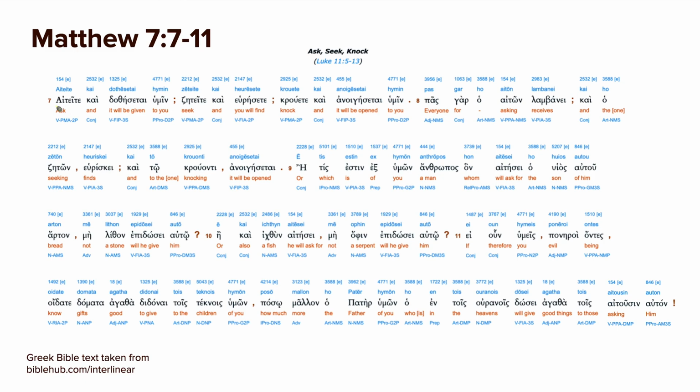All right, let's go ahead and read verses 7 through 11. Aitete kai dothesetai humin, zeteite kai heuresete, krouete kai anoigesetai humin, pas gar ho aitos lambanei, kai ho zetos heuriskei, kai to krouonti anoigesetai. E tis estin ex humon anthropos, hon aitesei ho huios autou arton, me lithon epidosei auto; e kai ichthun aitesei, me ophin epidosei auto; ei oun humeis poneroi ontes oidate domata agatha didonai tois teknois humon, posto mallon ho pater humon ho en tois ouranois dosei agatha tois aitousin auton.